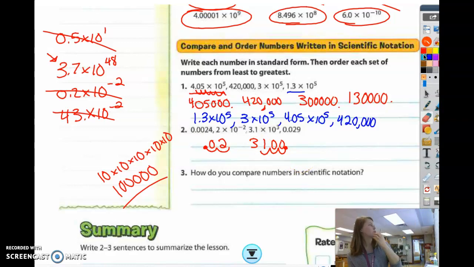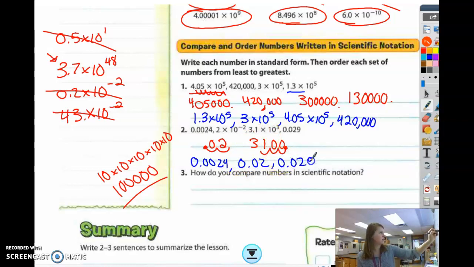Now we're supposed to order from least to greatest. These are already in standard form. The smallest value, we've got 0.02 and 0.029. I think 0.02 would be smaller. Ooh, but we have this guy with more zeros. Let's do that one first: 0.0024. Next, we're going to do this guy, 0.02. And then 0.029. And then this guy, which would be 3.1 times 10 to the third.